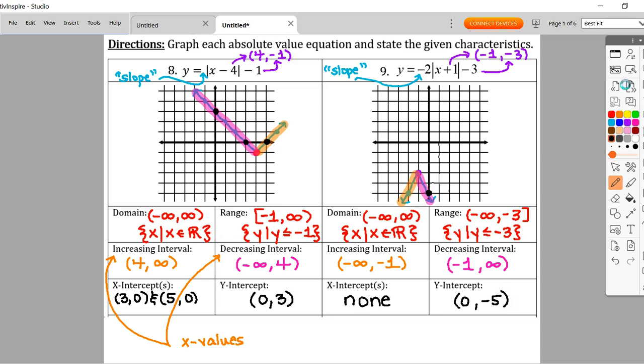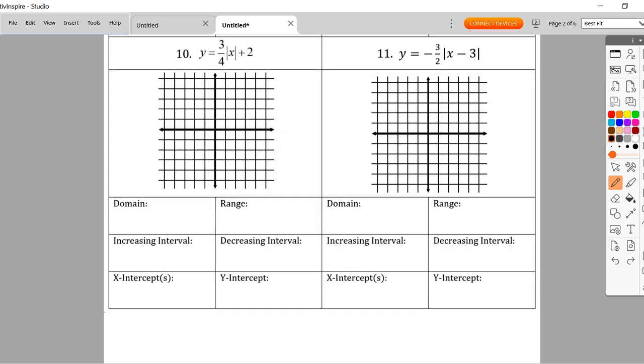Two more graphing examples here. We have number 10 being y equals 3/4 absolute value of x plus 2. Remember, first step is to pull the vertex from the inside. If there's no number, it's a 0. And then we're going to go ahead and pull the actual value outside, which is 2. (0, 2) is our vertex point. Slope, again, is going to be what happens on the right side here. So that is 3/4. So that means I go up 3 to the right 4.